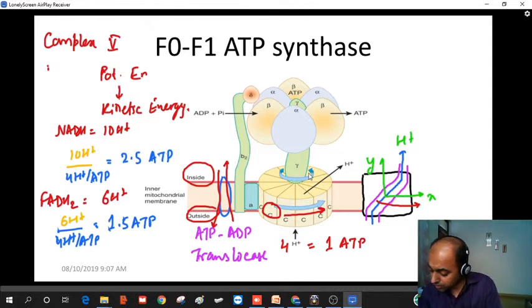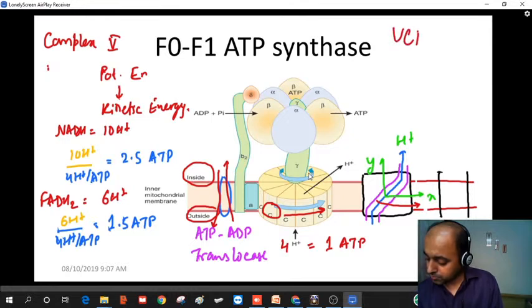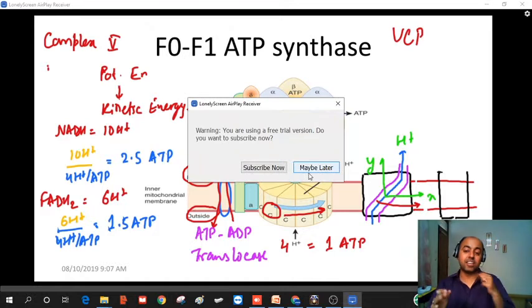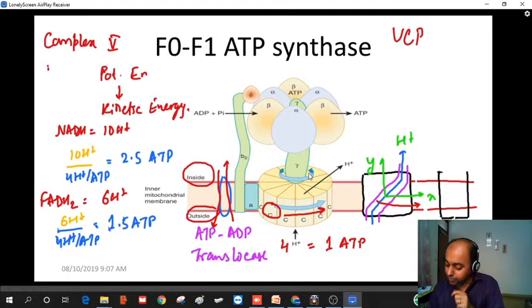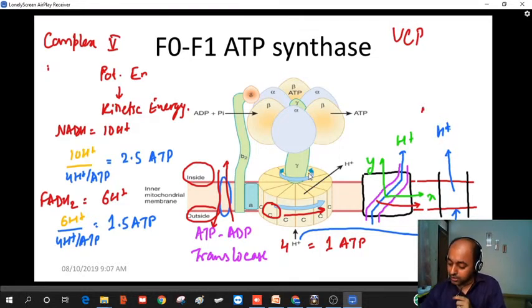Second thing is the presence of another channel. This channel is normally closed. We call this the UCP. Normally, the UCP channel is closed. But it is a straight channel. If this channel is open, then obviously all the protons which have accumulated here, rather than going through the F0 F1 particle, will prefer to travel through this. And all the H plus will come here, and you don't get any ATP.